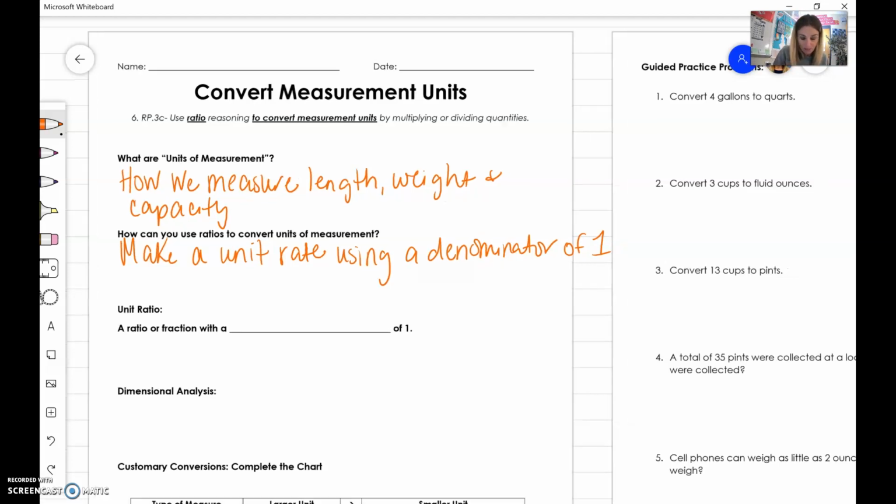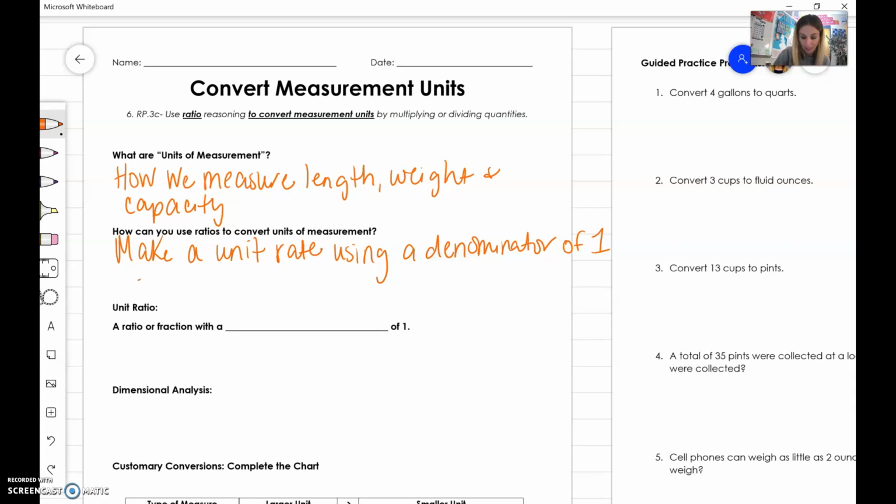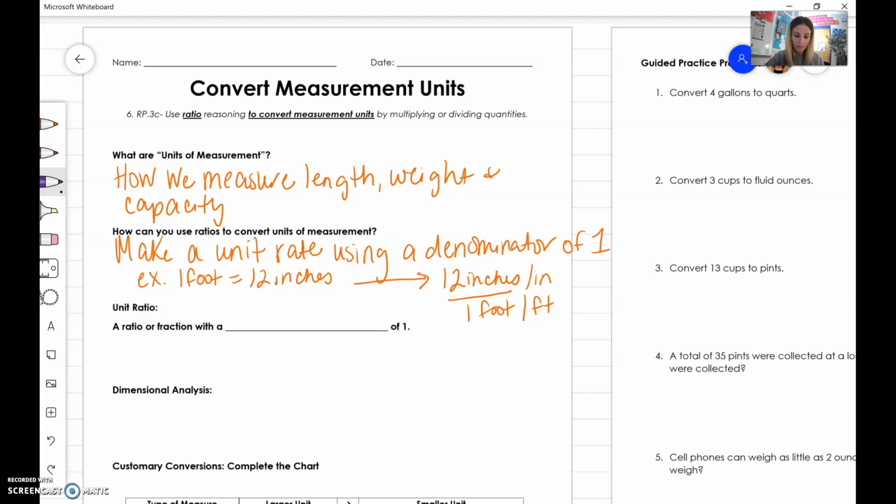But what that really means is an example, that 1 foot equals 12 inches. So how can we make that be a unit rate? Remember, a unit rate means we have a denominator of 1. So what that really looks like is there are 12 inches in 1 foot. Okay, and you can also abbreviate and put IN or FT. Okay, so 12 inches in 1 foot. Let's move on to the next part.